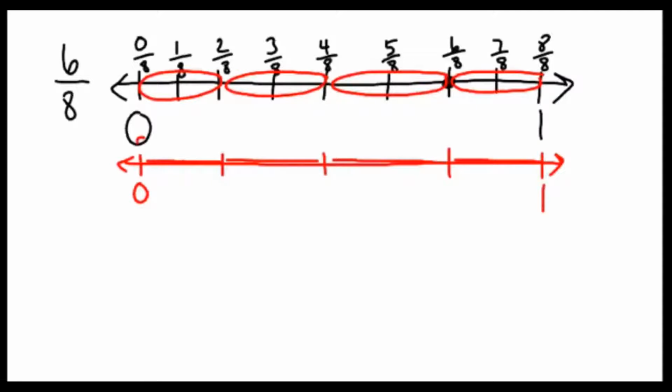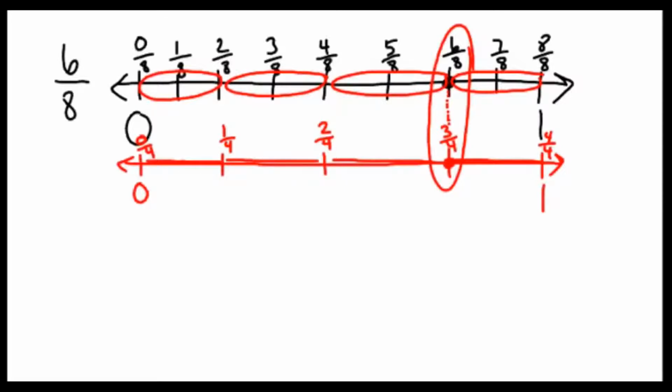So for the first one, which fraction? 0 out of 4, 1 out of 4, 2 out of 4, 3 out of 4, and 4 out of 4. So what do you notice? The same distance from 0 to 6 out of 8 equals the same distance from 0 to 3 out of 4. What does it mean? It means 6 out of 8 is equivalent to 3 out of 4. So they are equal.